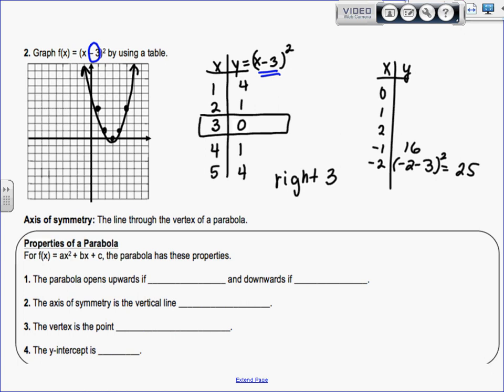So whenever something's inside parentheses, it changes the x value. And what happens is it does the opposite of what you would think. So when you see -3, it actually goes to the right 3. It's kind of weird. And the reason is because of this right here. Our original t-table for y equals x squared, if I wanted to get 0 out, I had to plug in 0. If I wanted to get 1 out, I plugged in 1. If I wanted to get 4 out, I plugged in 2.